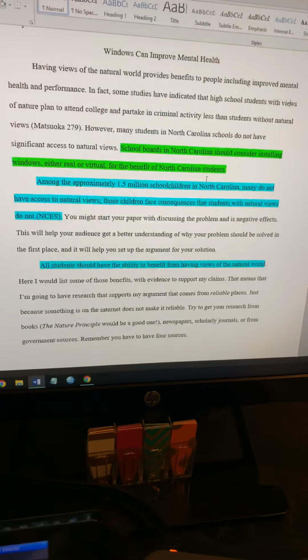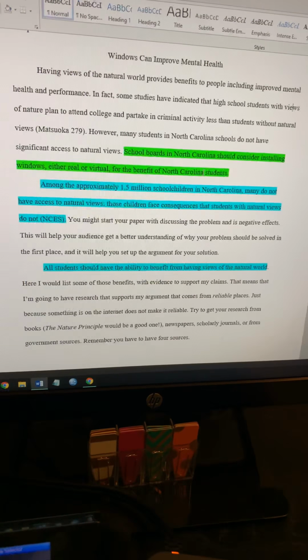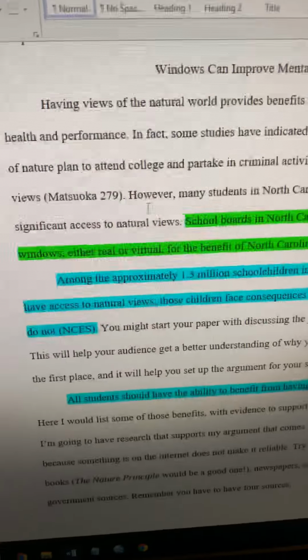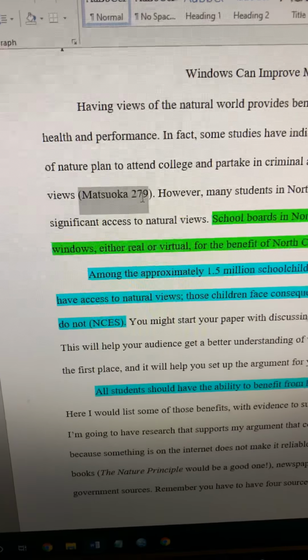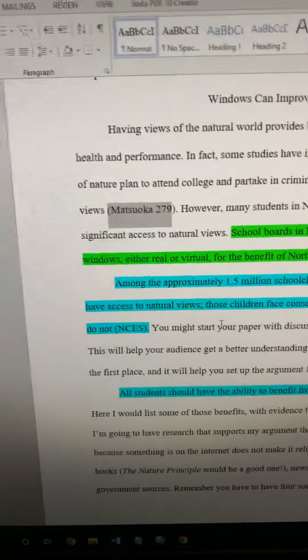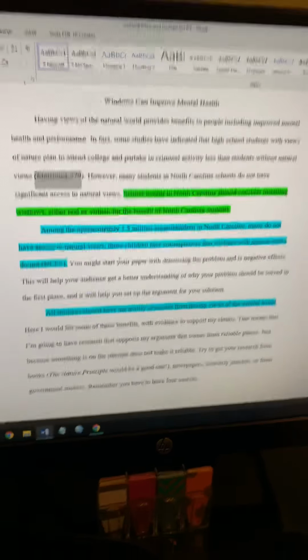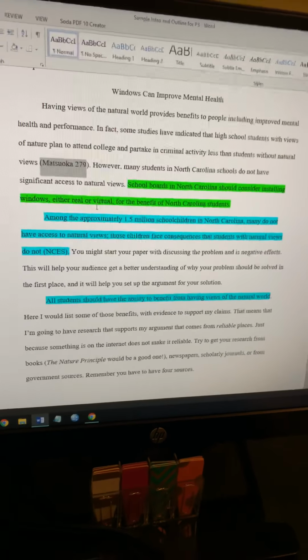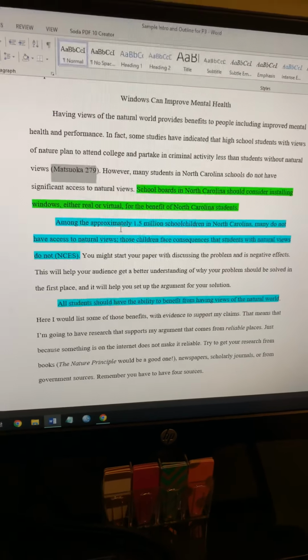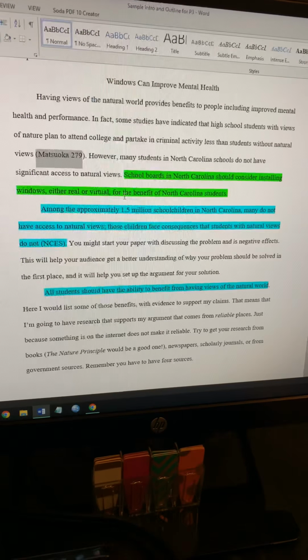Partake in criminal activity less than students without natural views. And I've got my citation. So last name, page number, that's what your MLA citations are going to look like. Notice that I'm citing here, even though I'm not directly quoting. It's a paraphrase, but it's not my thoughts. So it still needs a citation, whether you're paraphrasing or quoting.